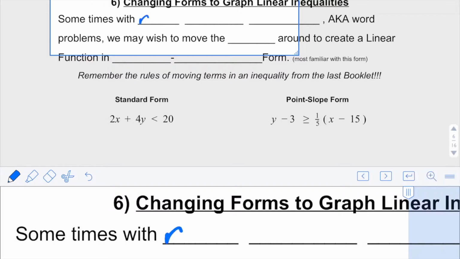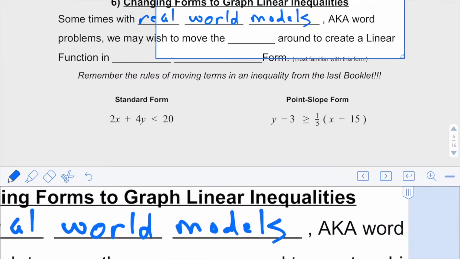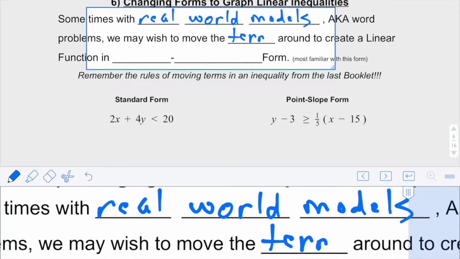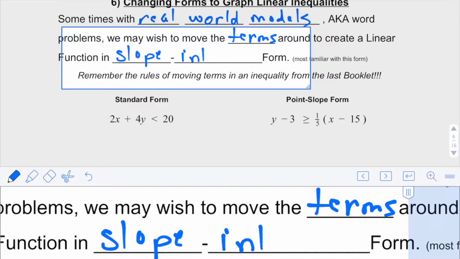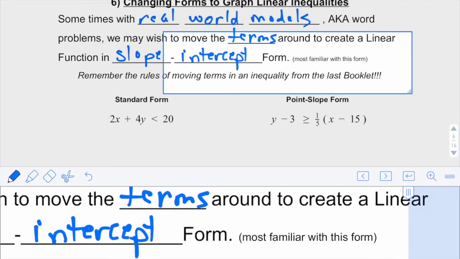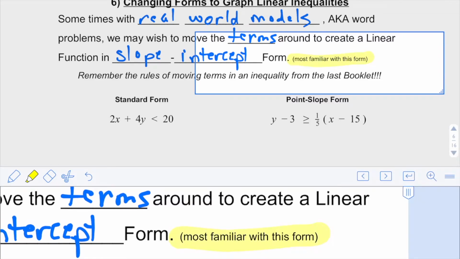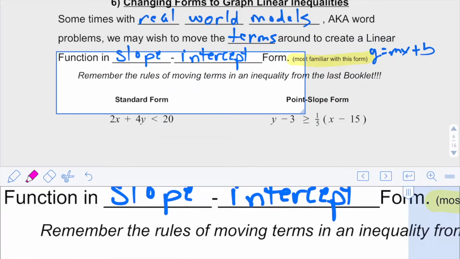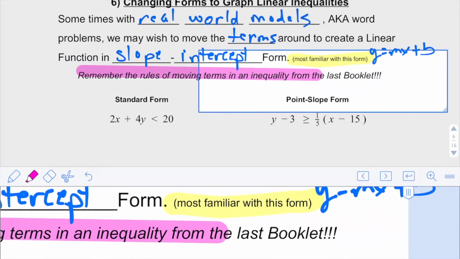Sometimes with real world models, aka word problems, we may wish to move the terms around to create a linear function in slope-intercept form. The reason we want to do this is because this is the most familiar form that we have. This is the form that you guys remember from middle school, the y equals mx plus b. That is our most familiar form. One thing that we got to be certain we don't forget is the rules of moving terms of an inequality from the last booklet.